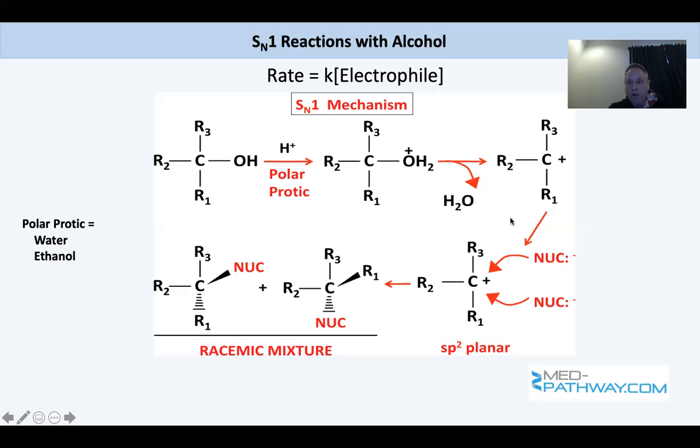Now the nucleophile, I just have a generic nucleophile here, it could be chloride, for example, is just waiting around in solution for the carbocation to form. And when it does, it recognizes that it's sp2 planar, so it can attack from the top or the bottom. And when it does that, it can make a bond that's going to have a wedge, or it's going to have a hatched line. And so you get an R and an S, or a racemic mixture.